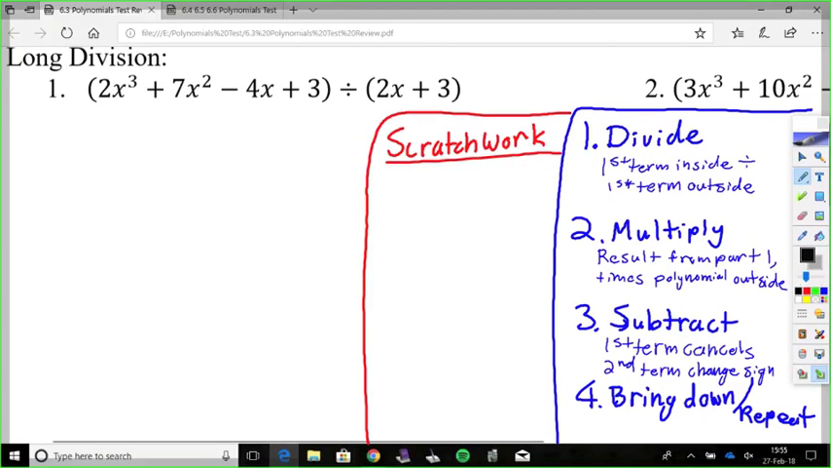Polynomials test review part 2. In this video we're going to be covering the long division and synthetic division practice problems.